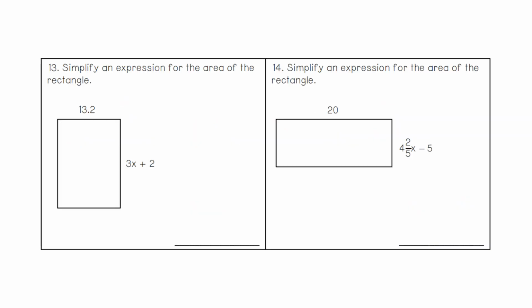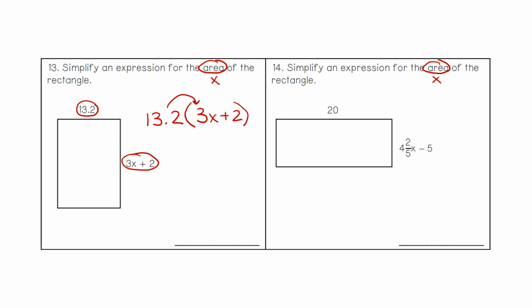Numbers 13 and 14, we are finding the area of the rectangles. Remember, we know area means to multiply. So we're going to set up our problem as 13.2, which is our first number. And we're going to multiply it by the second numbers, 3x plus 2.